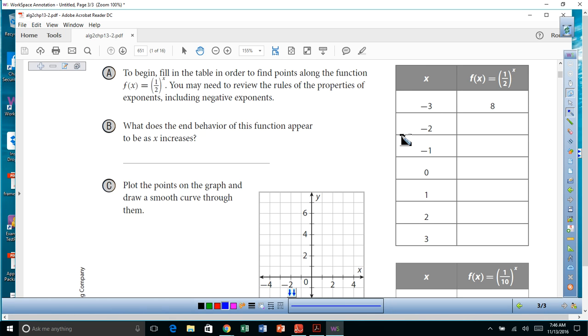So negative 3 would give you 8. Negative 2 would give you 4. Negative 1 would give you 2. 0 would give you 1. 1 would give you 1/2. 2 would give you 1/4. And 3 would give you 1/8.